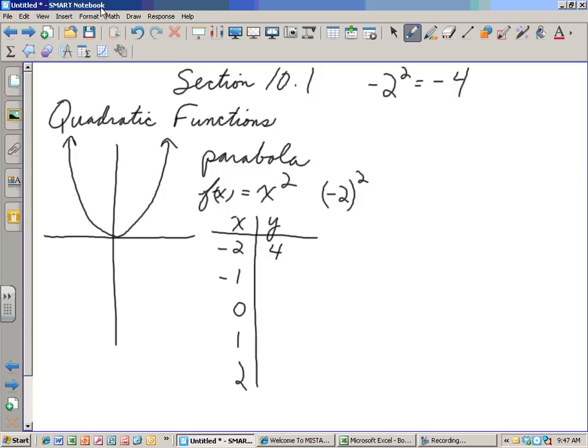What if x is -1? What is y going to be? 1. If x is 0, what is y? 0. If x is 1, 1, and if x is 2, 4.